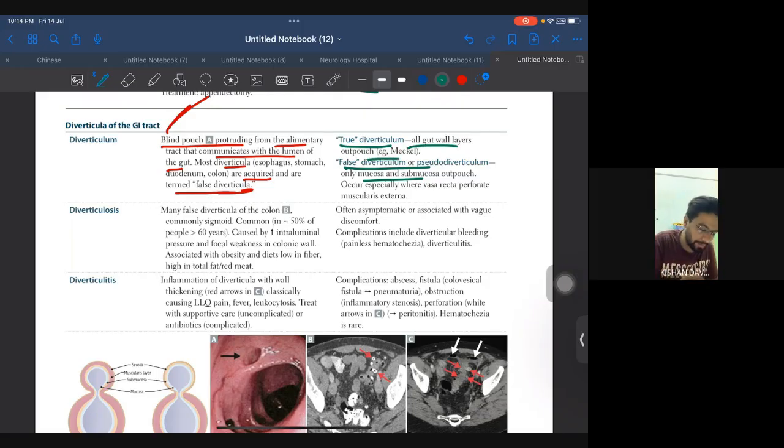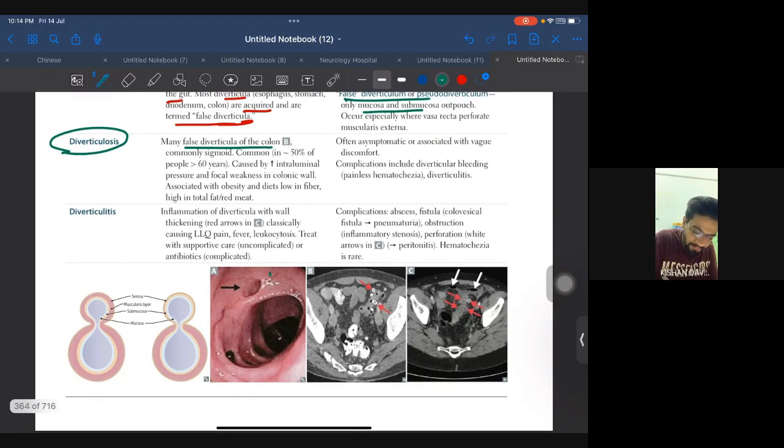So first, coming to diverticulosis: many false diverticula of the colon. Diverticula are short opening pouches on the sides of the colon, that is what diverticula are. They won't ask you about this, don't worry, it becomes difficult also.